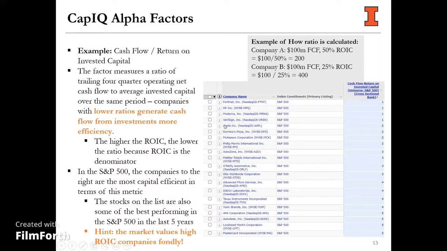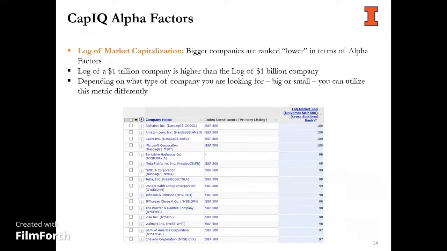And of course, it should be no surprise that Apple is one of the best ROIC companies as well. And the CapIQ alpha factors helps us visualize that too, which is nice. And one more to visualize that market capitalization example I went over.